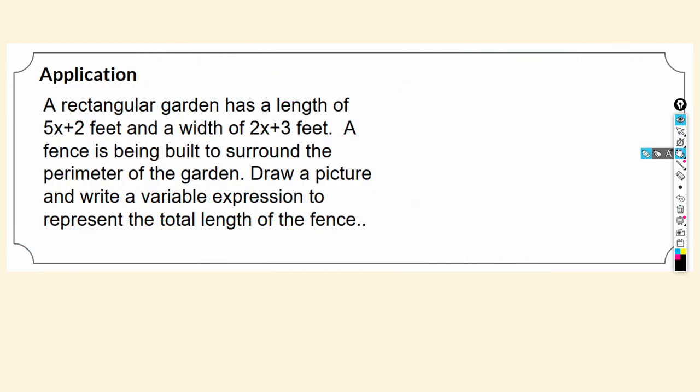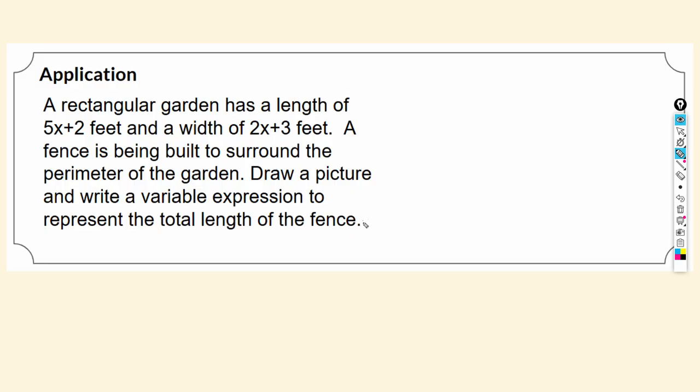Last but not least, it's time to apply your knowledge. Follow along as I read. A rectangular garden has a length of 5x plus 2 feet and a width of 2x plus 3 feet. A fence is being built to surround the perimeter of the garden. Draw a picture and write a variable expression to represent the total length of the fence. Don't know why there's 2 decimal points there. Pretend there's just 1. Okay, here we go.